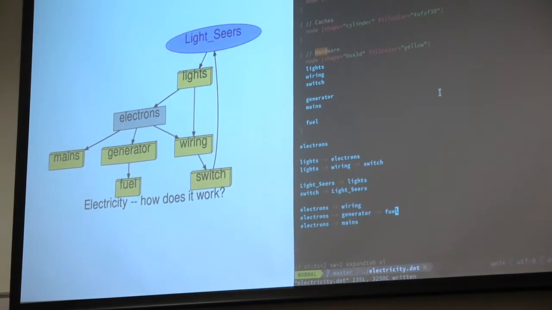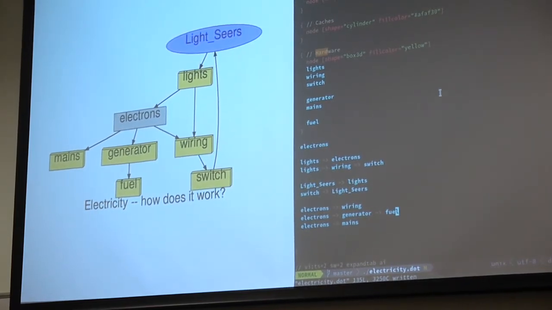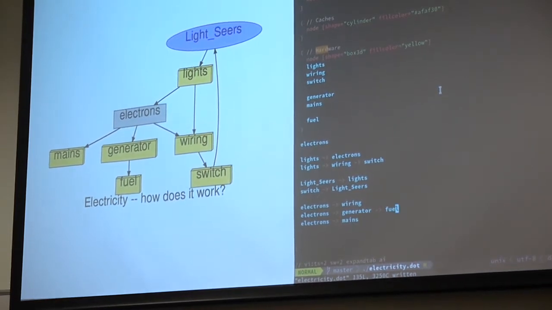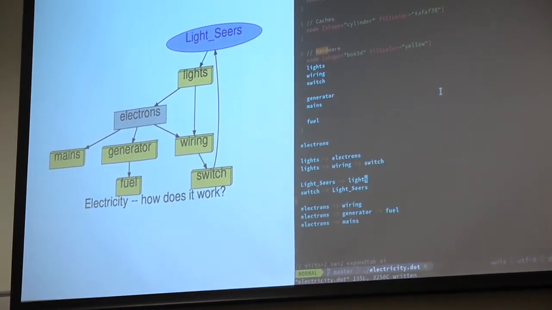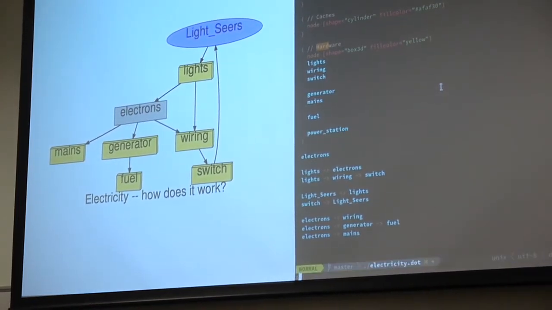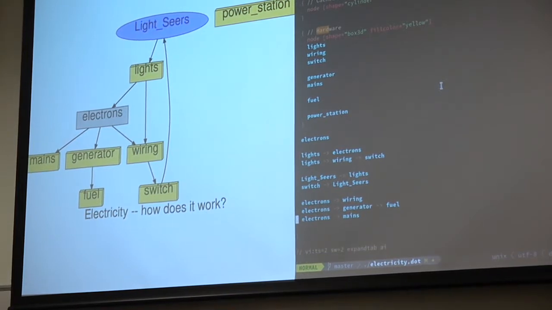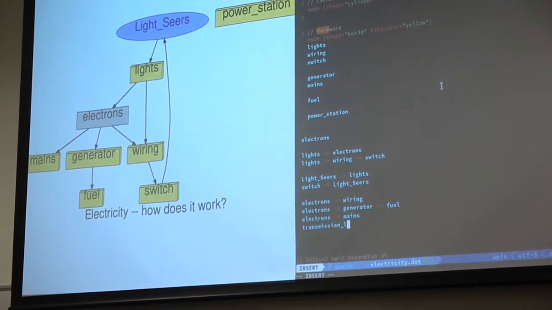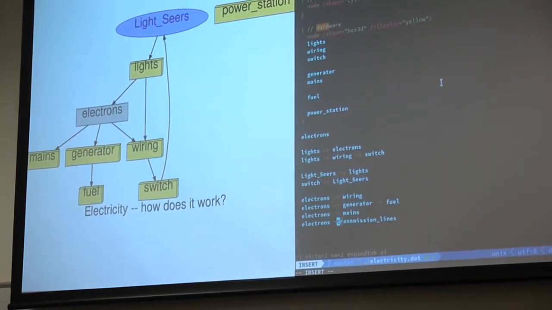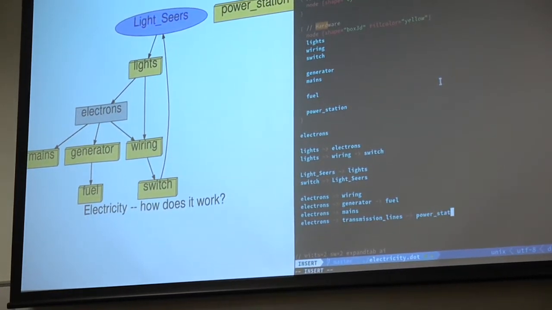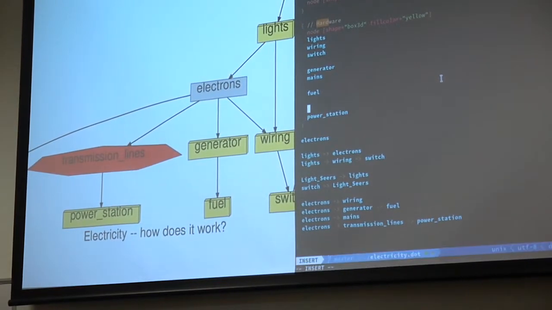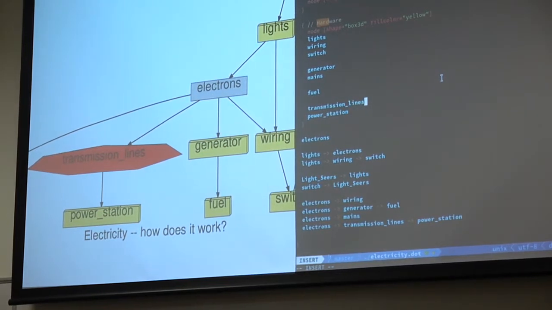All right. What about this mains? What does the mains depend on? Power station. A power station. Sorry? Dirty coal. Well, hang on. Power station. There's a power station, but there could be transmission lines. So the electrons depend on the transmission lines, which depend on a power station. And I haven't put in transmission lines yet, so transmission lines, that goes in there.